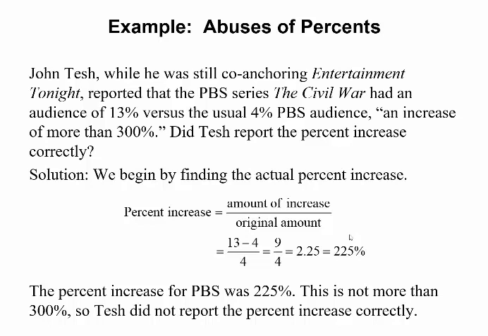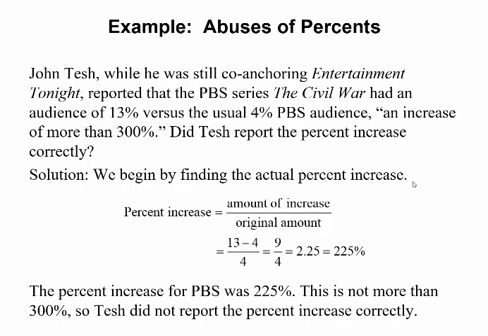All right, so let's just talk about some quick abuse of percentages here. So John Tesh, while he was still co-anchoring Entertainment Tonight, reported that the PBS series The Civil War had an audience of 13% versus the usual 4% audience. And so he said this is an increase of more than 300%. Okay, so did Tesh report the percent increase correctly? He didn't actually. The reason he thought it was 300% is because if you take 4 times 3, you get 12, and that's higher, but that's not really how much the percent has gone up.